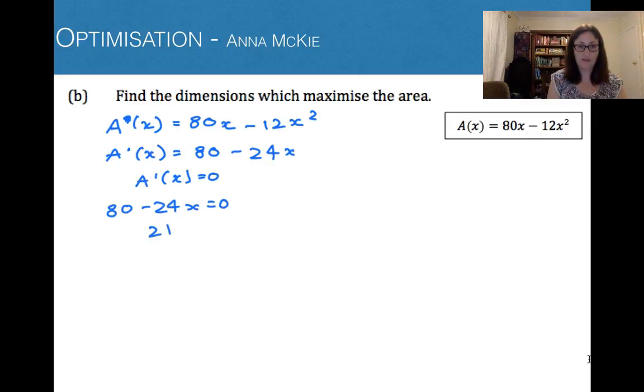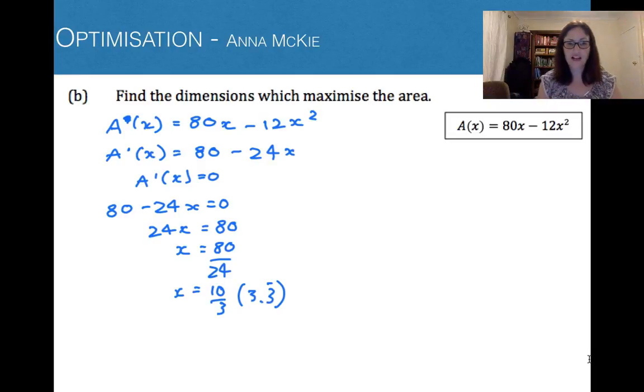Equal to 0, and we're solving for x. So we're getting 24x is equal to 80. X is equal to 80 divided by 24, or 10 on 3. I like to leave it in exact form for as long as possible, just to avoid rounding errors. I'll put it in brackets though so that we know.